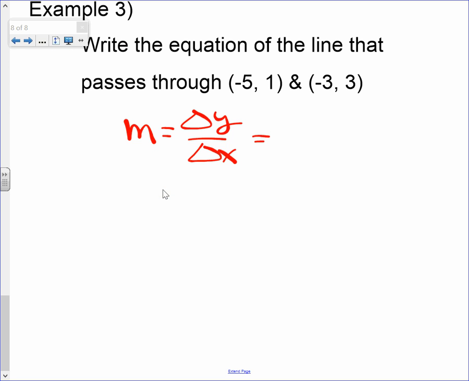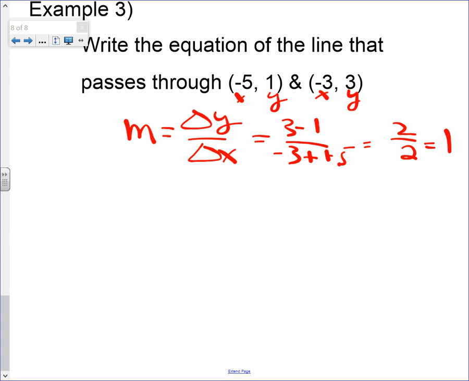All right, so y and y. So change in y, that's going to be a 3 minus a 1. And then x's, negative 3 minus a negative 5. Look at that. So 3 minus 1 is going to be a 2. Negative 3 minus a negative 5. Careful here. This becomes a plus. Is that a negative 2 or positive 2? So the slope is 1. Look, the slope is 1.